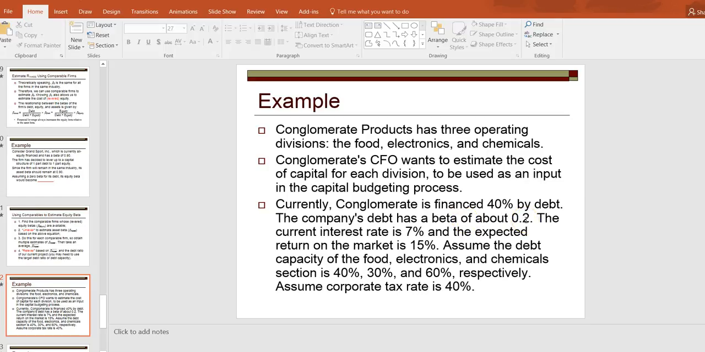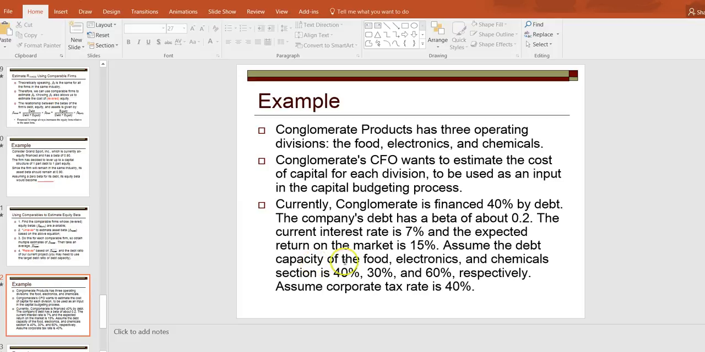And in class, we said many times we could assume that because debt is much safer than equity, we can actually assume that debt is risk-free. And if debt is risk-free, then beta of debt should be 0. But that's not the case here. We do have a beta of 0.2. Then the current interest rate is 7%, so this is a risk-free rate, and expected return on the market is 15%. These 2 pieces of information are provided because we want to use CAPM, right? If we know beta, we can use CAPM to figure out the cost of equity or the cost of debt. We can use that to figure out both.